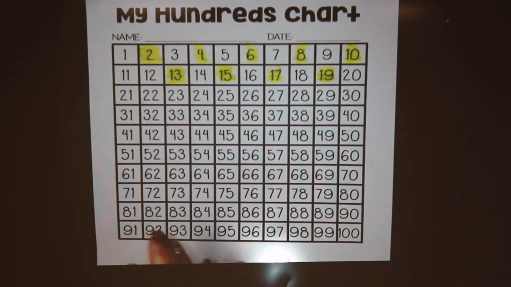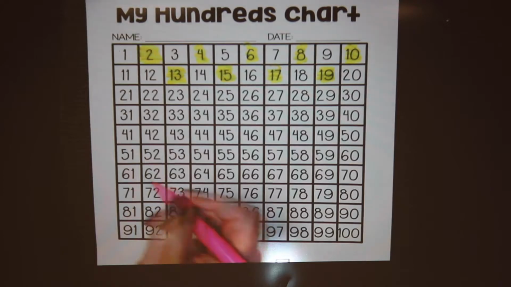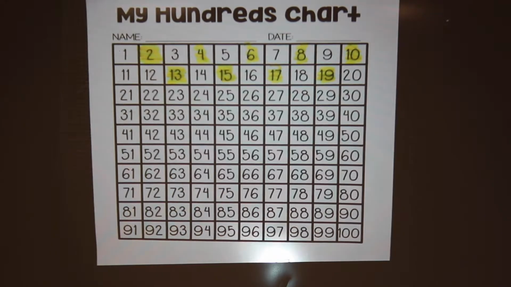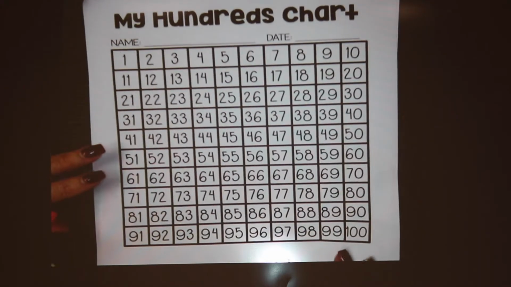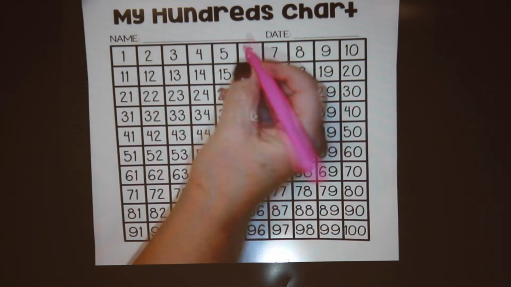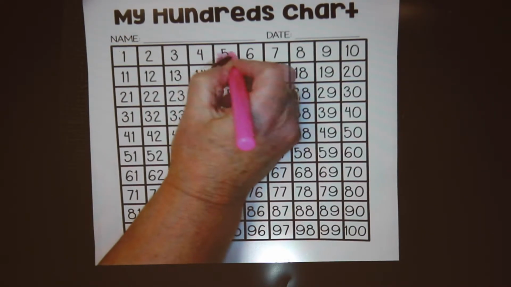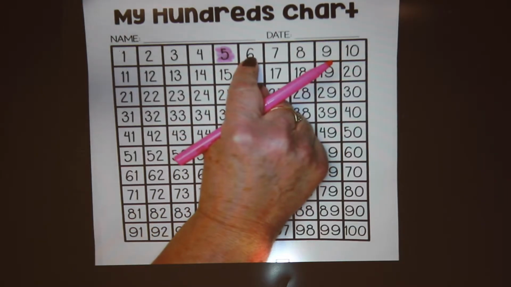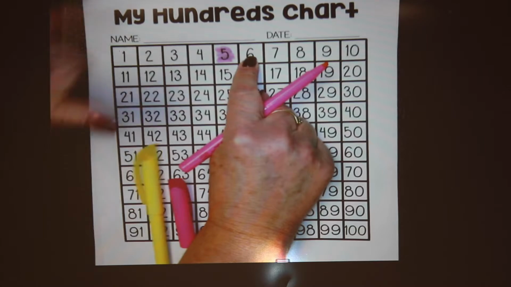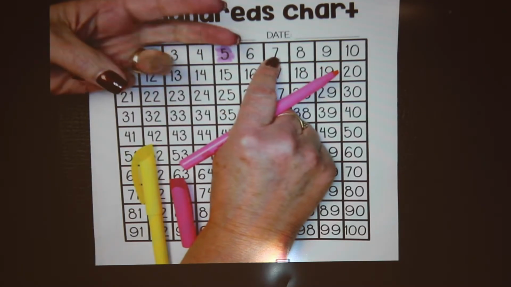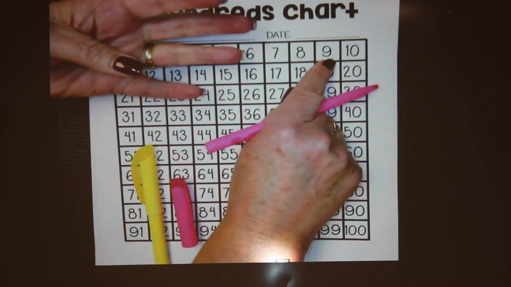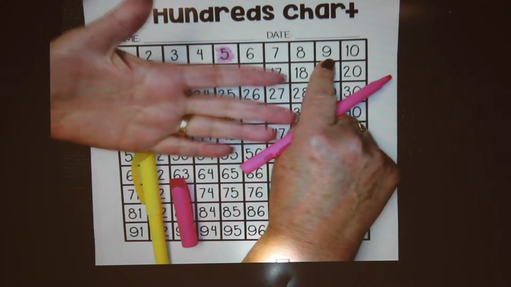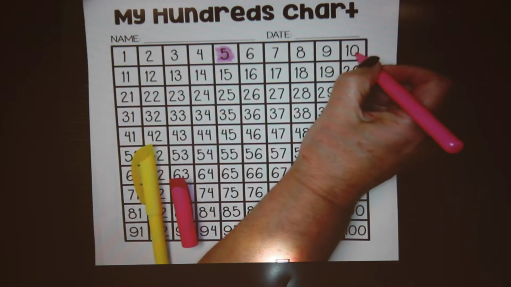Okay, so if I'm going to skip count by fives, let's use a different hundreds chart. That would make it a little bit easier to look for our pattern. So I'm going to skip count by fives. I'm going to start at 5, and then I'm going to go 5, 6, 7, 8, 9, and then my fifth number I'm going to highlight.